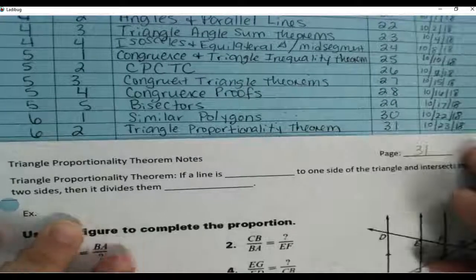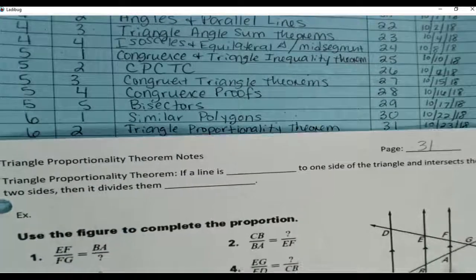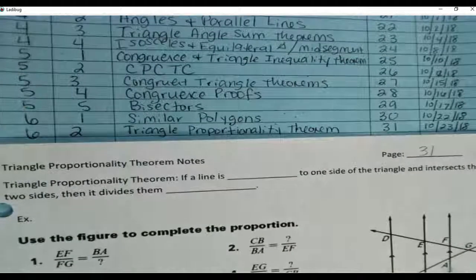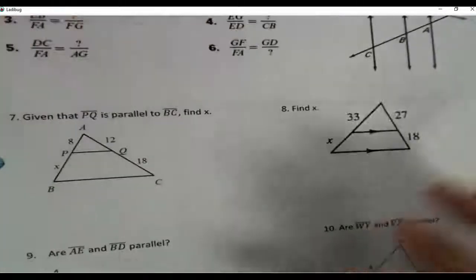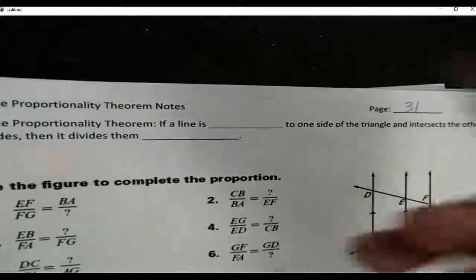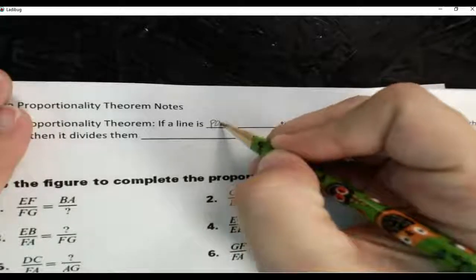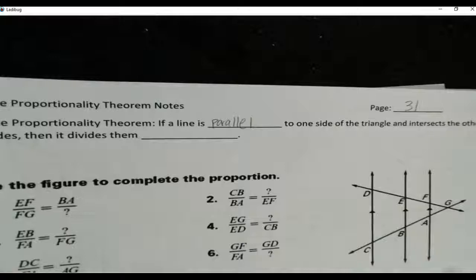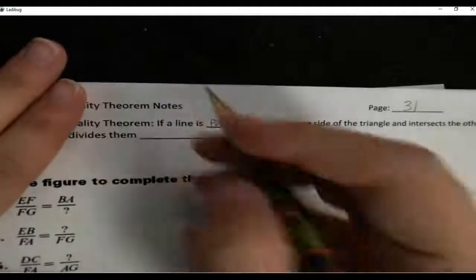So we're talking about the triangle proportionality theorem, which can also be called the side splitter theorem. It is when you have a line that's parallel to a side and it cuts the sides proportionally. So if a line is parallel to one side of the triangle, then it divides them proportionally.